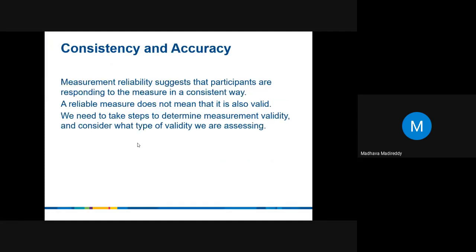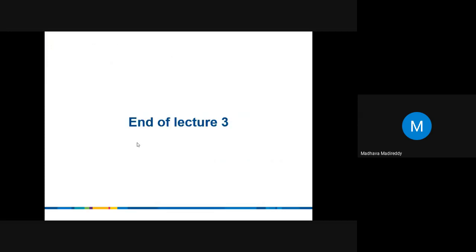Then the other thing that we talk about is consistency and accuracy. So consistency is similar to reliability, and accuracy is synonymous to validity, as we have just talked about in the very first slide. So the measurement reliability suggests that all the participants behave in a consistent way. A reliable measure means it is also a consistent measure. It does not mean it's valid though. We need to take steps to determine validity separately and consider what type of validity we are assessing. Are we assessing internal validity or are we assessing external validity? You need to make sure and take the steps to do that.